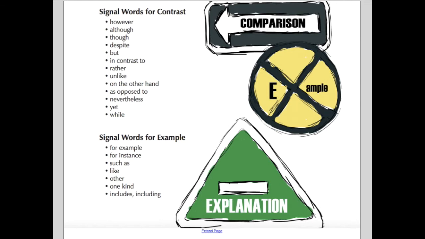Signal words for contrasting are however, although, though, despite, but, in contrast to, rather, unlike, on the other hand, as opposed to, nevertheless, yet, and while. Those should signal to you that there's going to be a word that means the opposite or something that is a contrasting idea to help you know that it's going to be an antonym for that word. Another signal word that you can look for are these example ones. For example, for instance, such as, like, other, one kind, includes, or including.